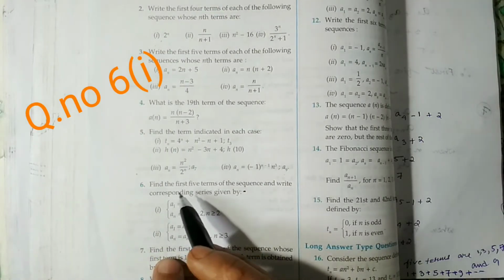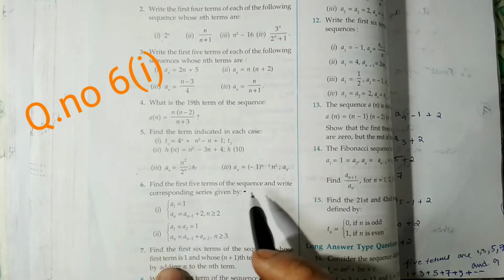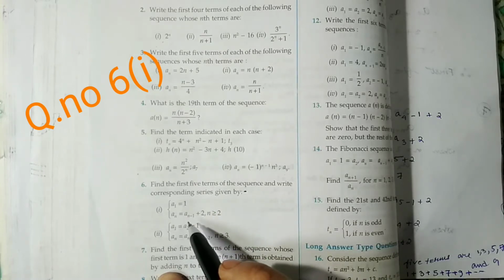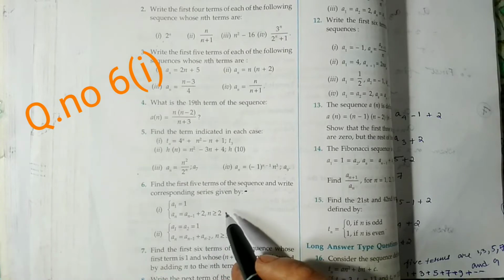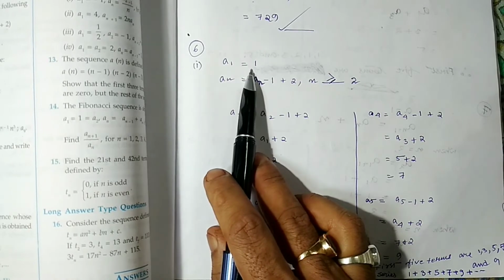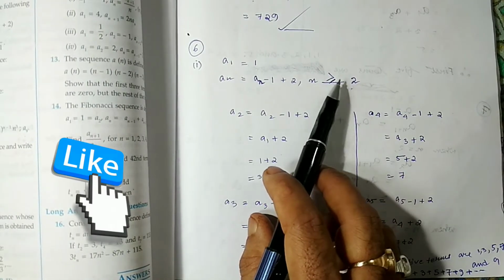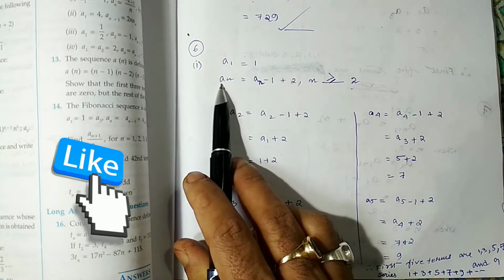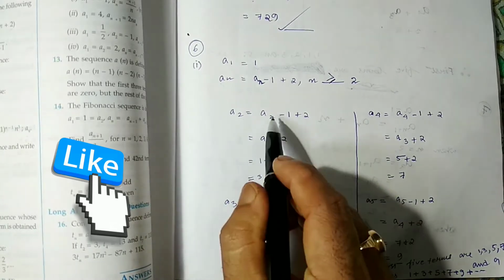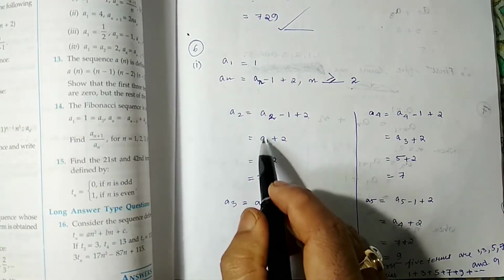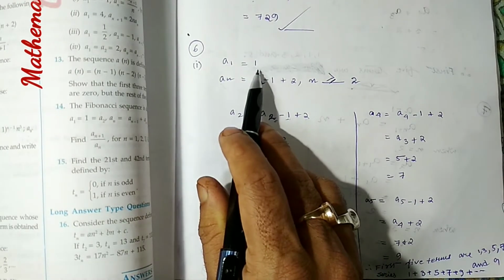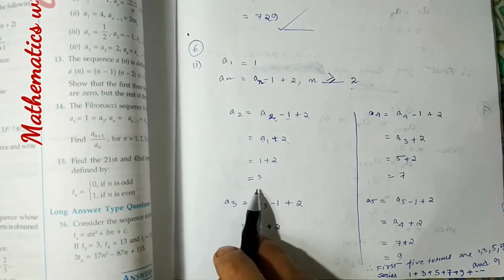Here the question is, find the first 5 terms of the sequence and write the corresponding series given by a1 equals 1 and a_n equals a_(n minus 1) plus 2, where n is greater than or equal to 2. So here a1 is given as 1, so no need to find a1. If n is 2 or more, we have to use this formula. So a2 is a_(2 minus 1) plus 2, so a1 plus 2. a1 we already know is 1, so it will be 1 plus 2. That means it is 3.